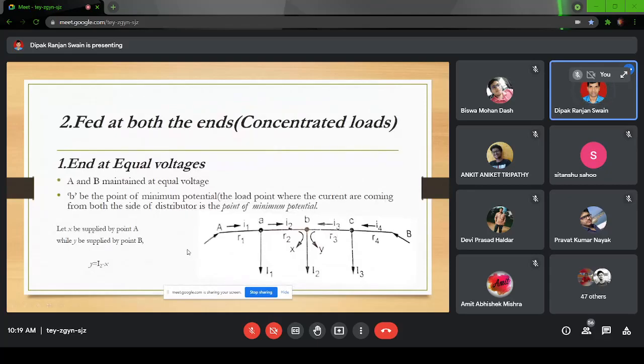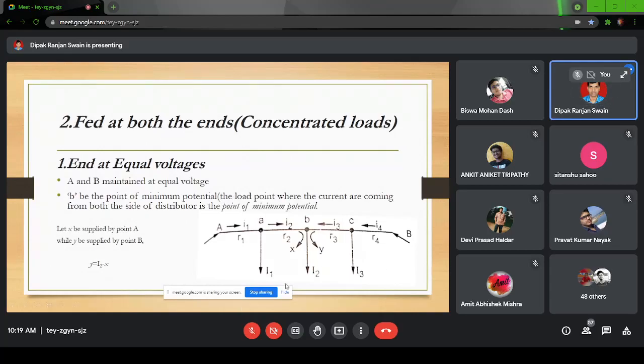Here, as you can see, we are feeding at both the ends. So this is a common feeder where different loads are connected. There is a feeding point at B and there is a feeding point at A. Now, the same thing is applicable to large cities. In Bhubaneswar, we have different feeders from different areas, so that if one of the feeders goes wrong, we are still able to get the supply.